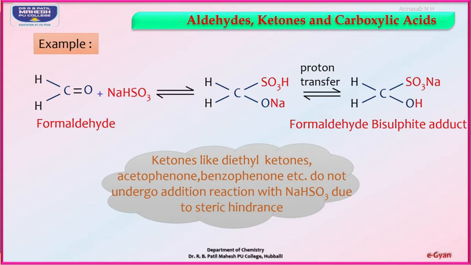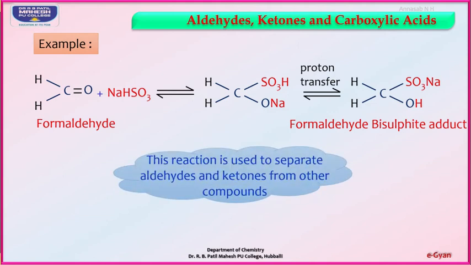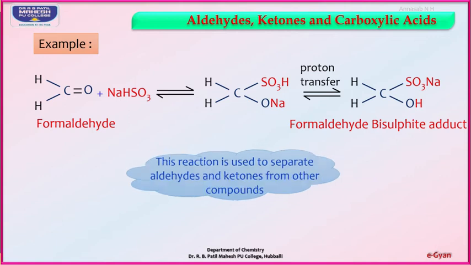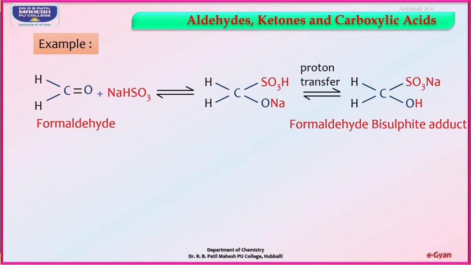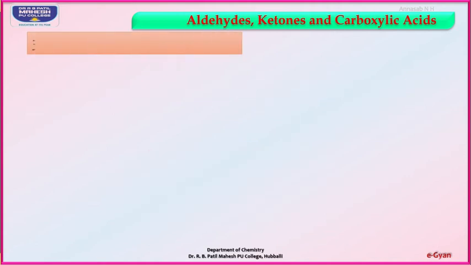So this is a process which is used to separate aldehydes and ketones from their compounds. This bisulfite addition compound can easily undergo decomposition by dilute acids to give aldehydes or ketones. Moving to the third nucleophilic addition reaction, that is addition of Grignard reagent.